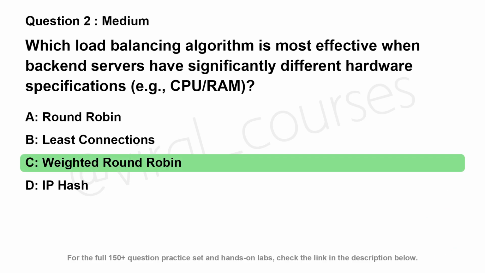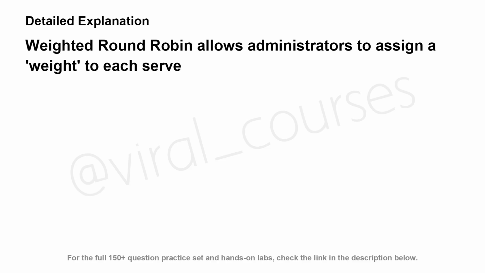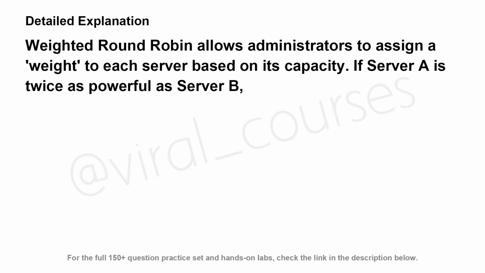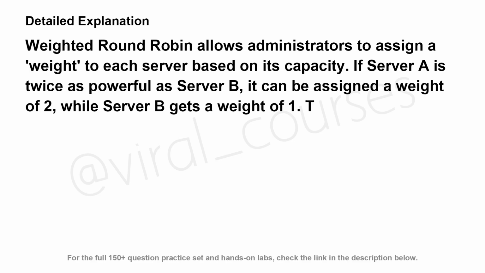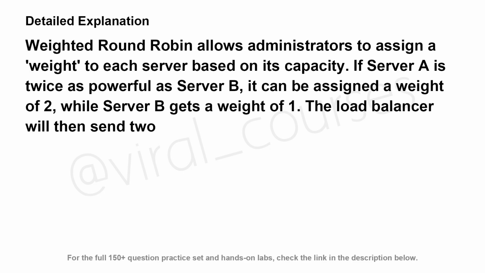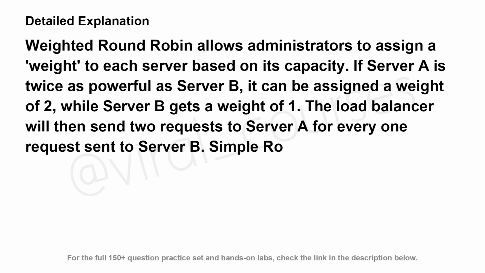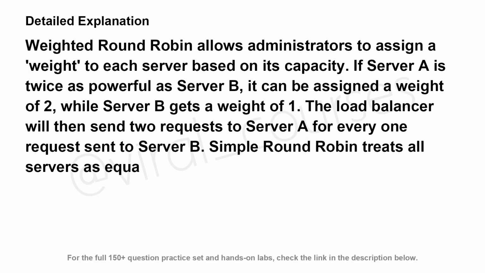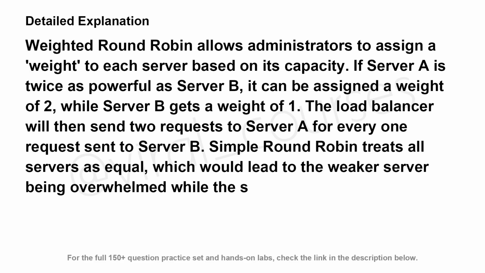The correct answer is C. Weighted round robin allows administrators to assign a weight to each server based on its capacity. If server A is twice as powerful as server B, it can be assigned a weight of 2, while server B gets a weight of 1. The load balancer will then send 2 requests to server A for every 1 request sent to server B. Simple round robin treats all servers as equal, which would lead to the weaker server being overwhelmed while the stronger one is underutilized.